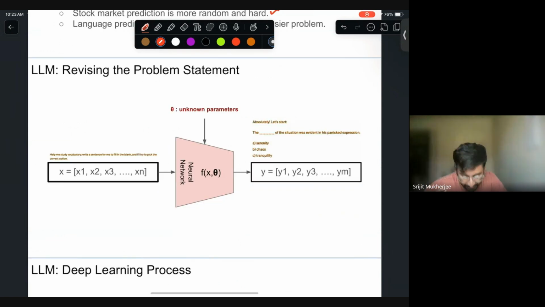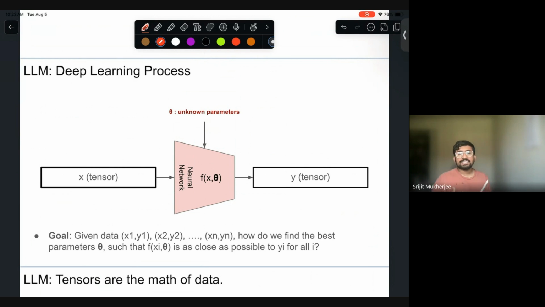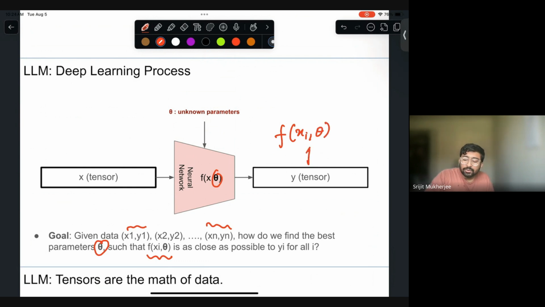So again, revising the problem statement. I will revise this whole idea of where this theta is important. The deep learning process is this: we have pairs of xi and yi, that is, what is the input and what is the output. We have these pairs x1, y1, x2, y2, dot, dot, dot, xn, yn. We want to find the best parameters theta, those knobs, such that the prediction f of xi comma theta is as close as possible to the ground truth yi's.